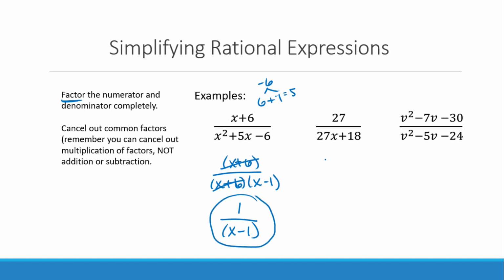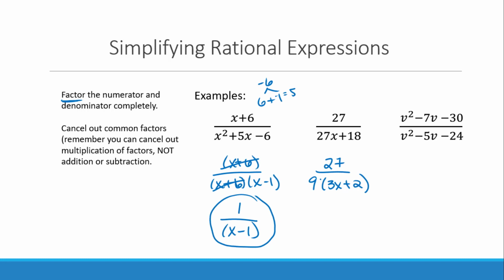Now let's look at this one. 27 can't be factored. Now how could I factor this denominator here? Well, it's not a difference of squares, but I can take out a GCF. And so notice 9 is my largest number that would go into both of these. So I'm going to take out a 9, which is going to leave me 3x plus 2. So what can you simplify here? Now the 3x plus 2 belongs together. You can't take out pieces of it.